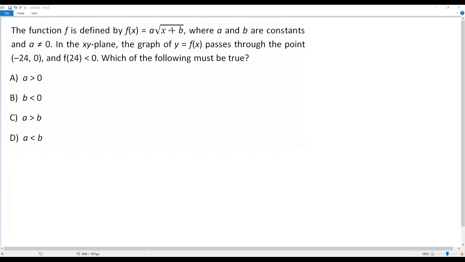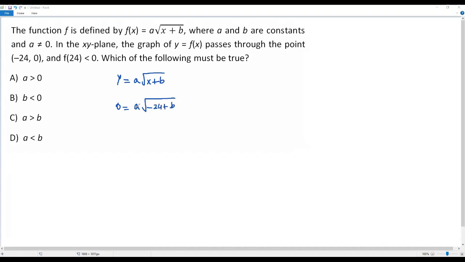Okay, now let's consider the given function over here. That is f of x equals a times square root of x plus b. And also there is an information that y equals f of x. Since y equals f of x, let's replace f of x by y. Then the given function becomes y equals a times the square root of x plus b. And the graph of the given function passes through the point (-24, 0). So we can plug in the x coordinate -24 for x and the y coordinate 0 for y. Then we get 0 equals a times the square root of -24 plus b.